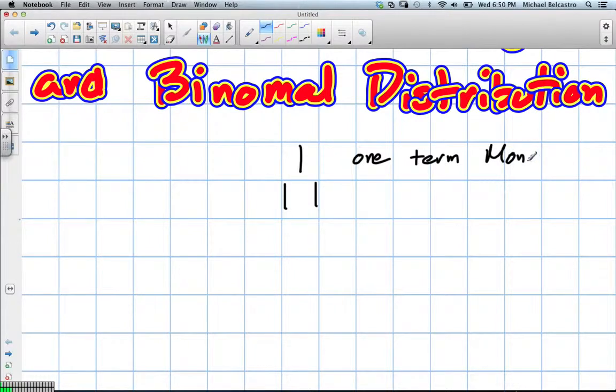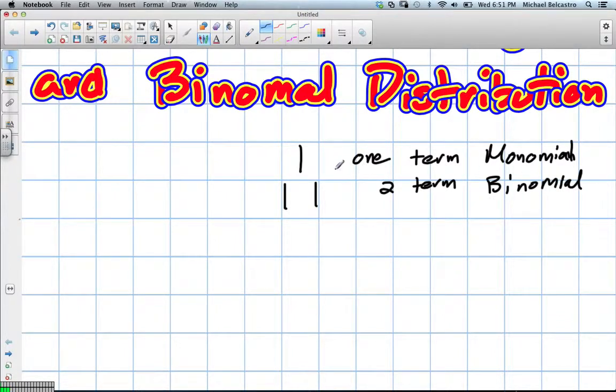Monomial. Mono standing for 1. This step here, think of this as two terms, also known as a binomial.